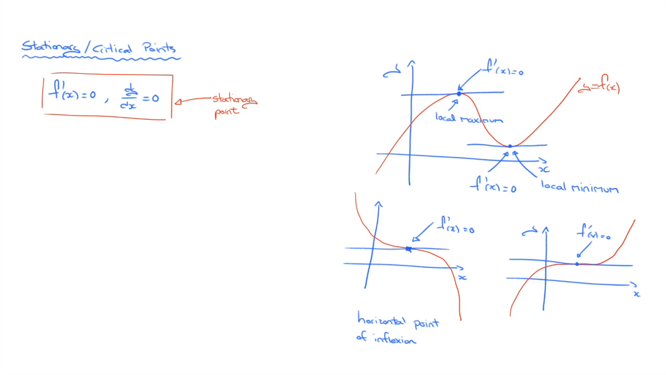In summary, in this section we're going to be studying stationary points. Those are points at which f dash of x equals 0. Consequently, those are points at which the tangent to the curve is horizontal. And there are 3 types of stationary points that we need to know. Those are local maximum, local minimum, and horizontal point of inflection.